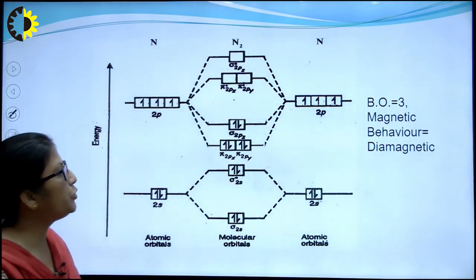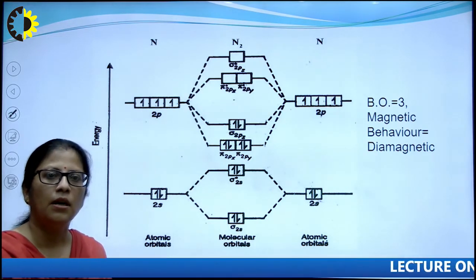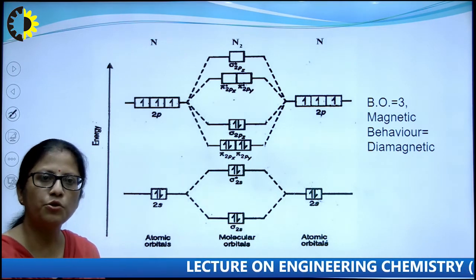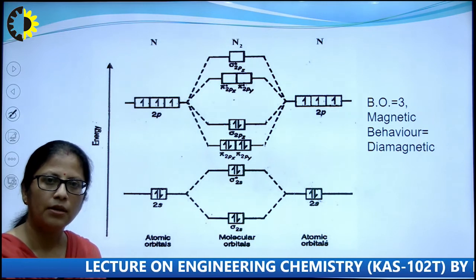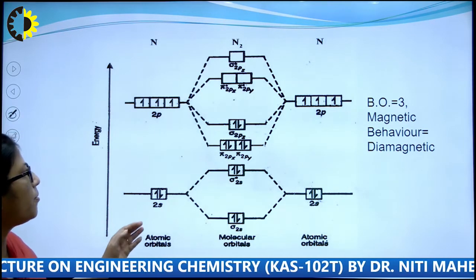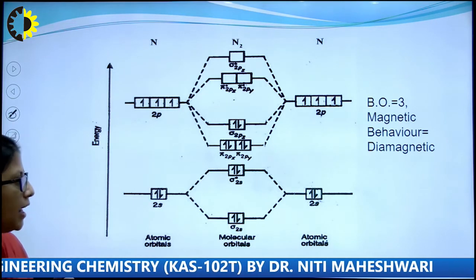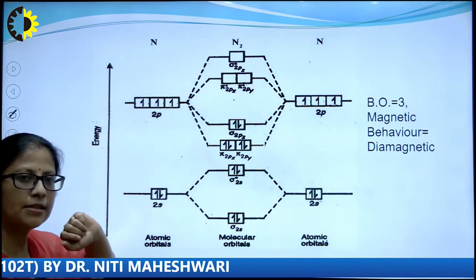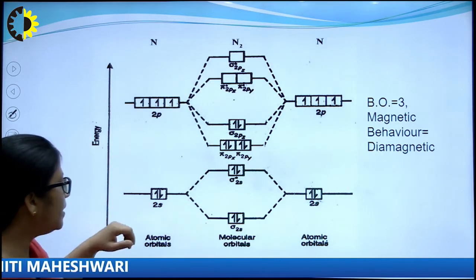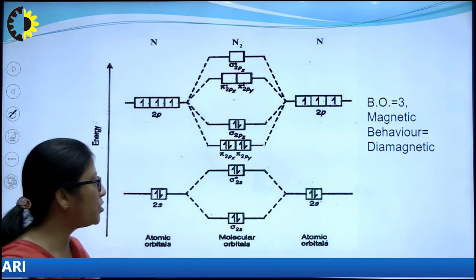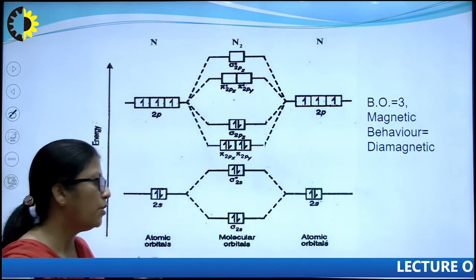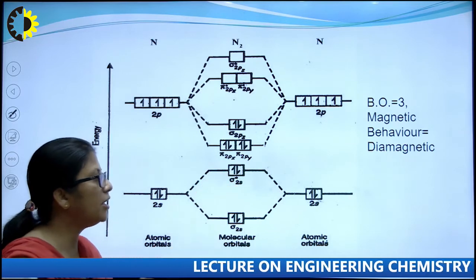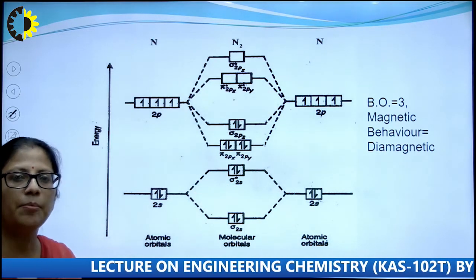Next, coming to the nitrogen molecule. The electronic configuration of nitrogen is 1s2, 2s2, 2p3. So, in this diagram I have shown the 2s orbital and 2p orbital. 1s is the K shell, so it is completely filled. This axis depicts the orbital's energy. Now, in this case, the 2s orbital of nitrogen has 2 electrons each, out of which 2 enter into the sigma 2s, which is the bonding molecular orbital, and 2 enter into the sigma star 2s, which is the anti-bonding molecular orbital.